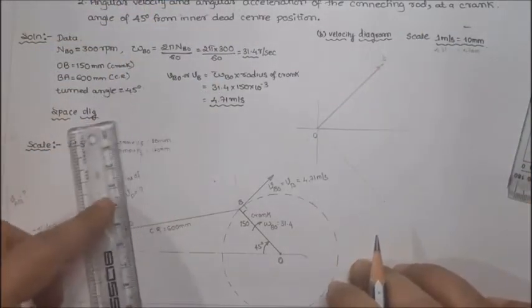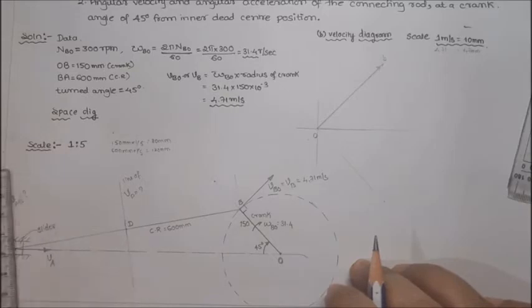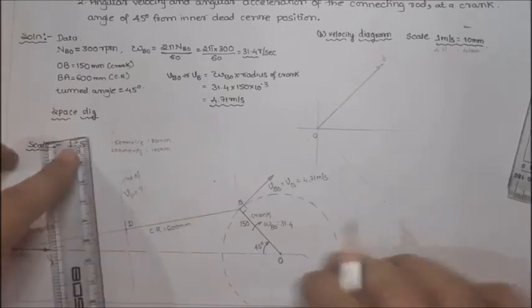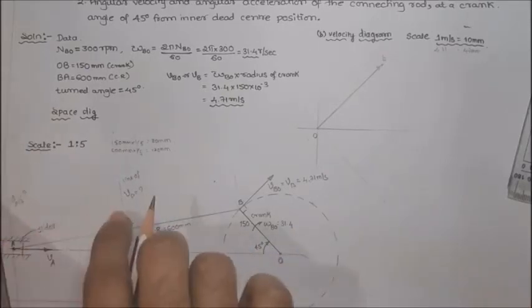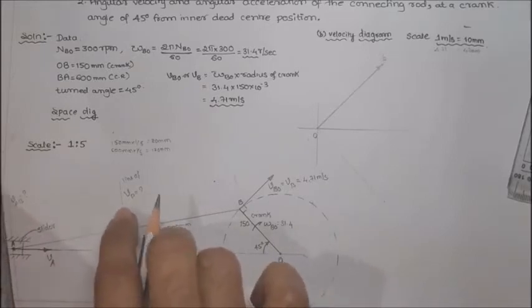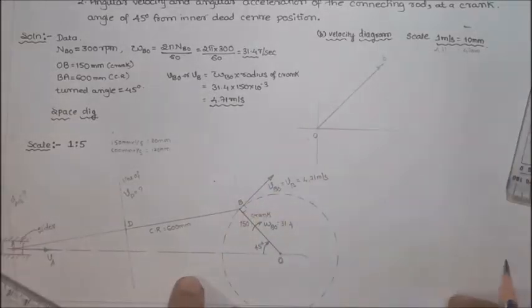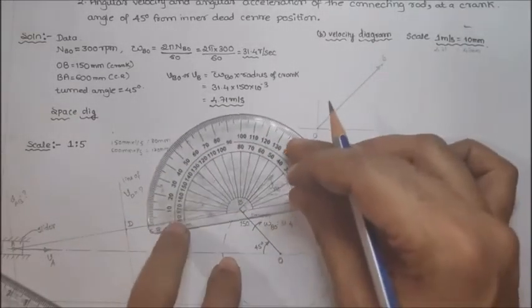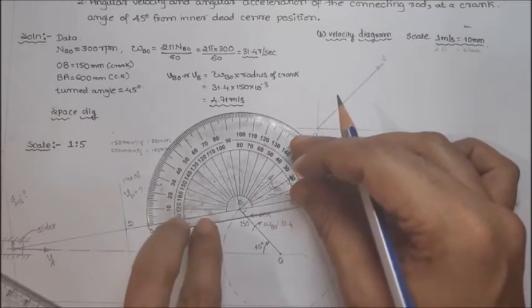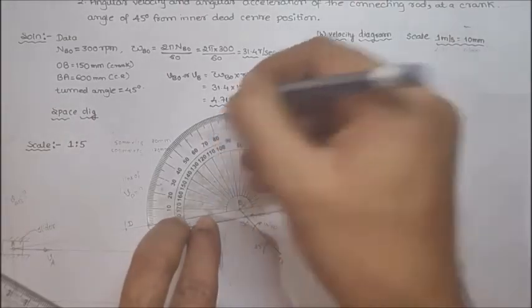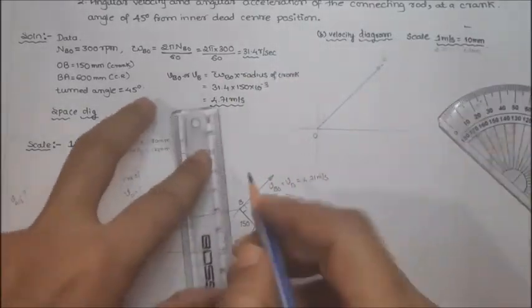Next we need to find out velocity of A with respect to B. How are we going to find out? From these perpendicular lines. So we know this line is perpendicular, parallel to this line. From here we are going to drop. How to draw? From here 90 degree we are going to measure. Okay. So we will get this particular.